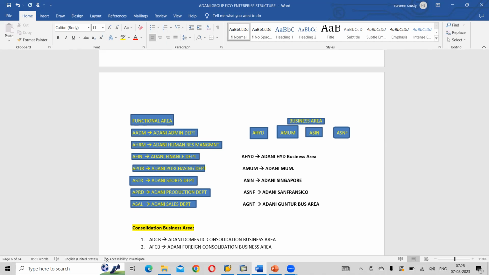So first one, AHYD, which is nothing but Adani Hyderabad business area. In Hyderabad, we have some Dilshad Nagar or something, we have branches, right? So Adani Hyderabad business area. Next one, AGNT, Adani Guntur business area. Next one, AMUM, Adani Mumbai business area.